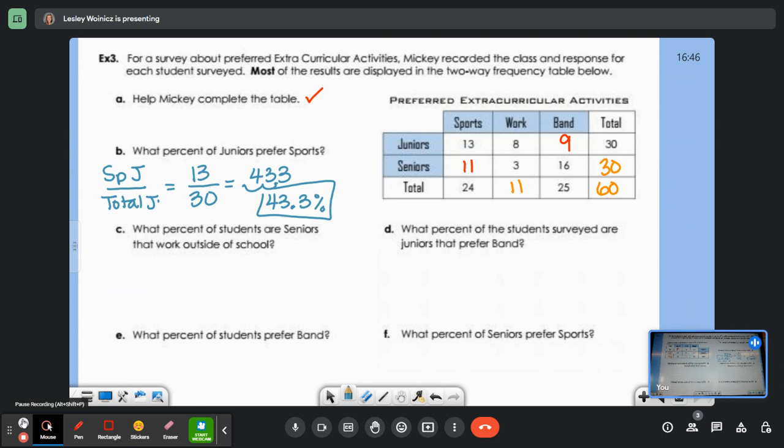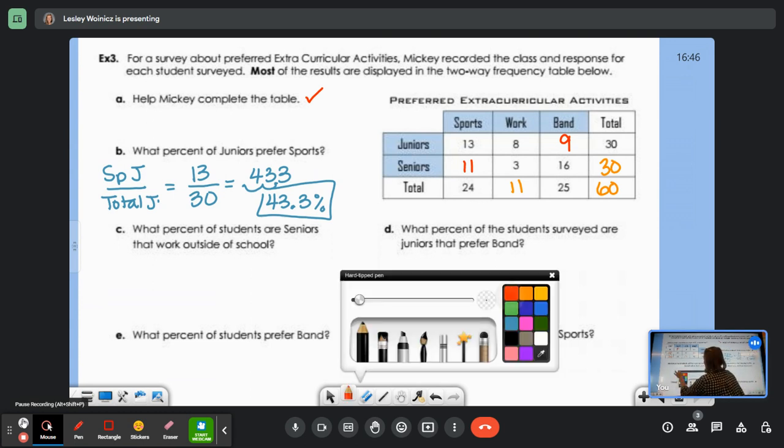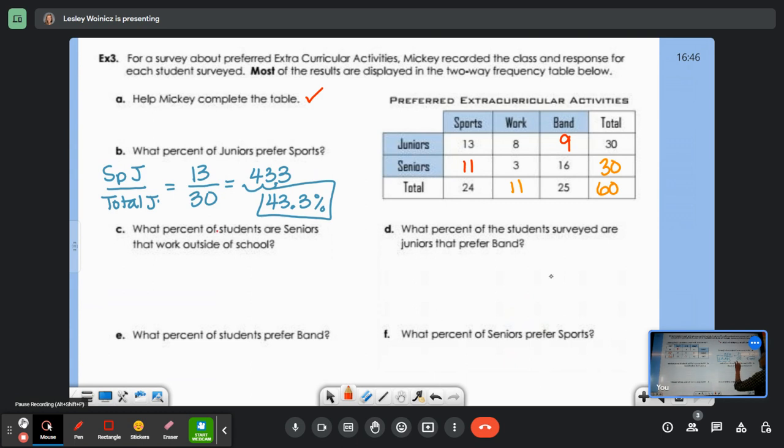Okay, what percent of students are seniors that work outside of school? Now, this one's a little bit tricky. There is an understood "all" right here. You can kind of feel it. What percent of all students are seniors that work outside of school? We don't just want only the juniors. We don't just want only the seniors. We don't just want the ones that work outside of school. We want all of the kids. So this is the big total.